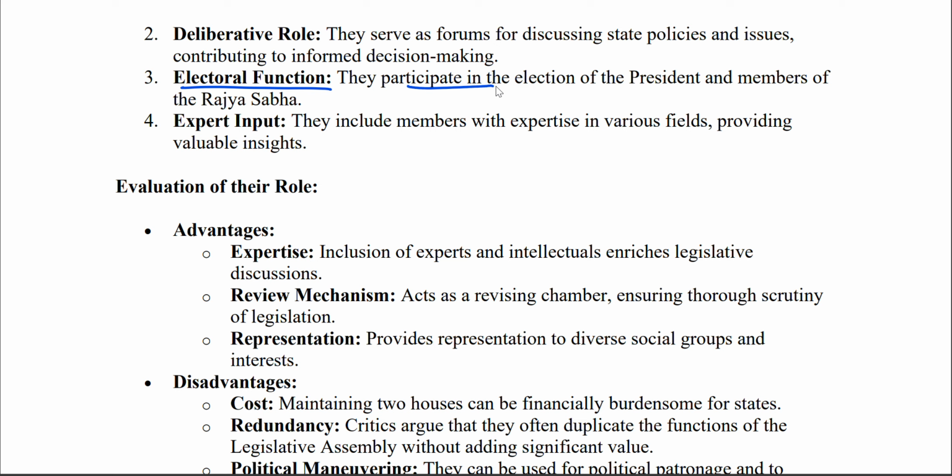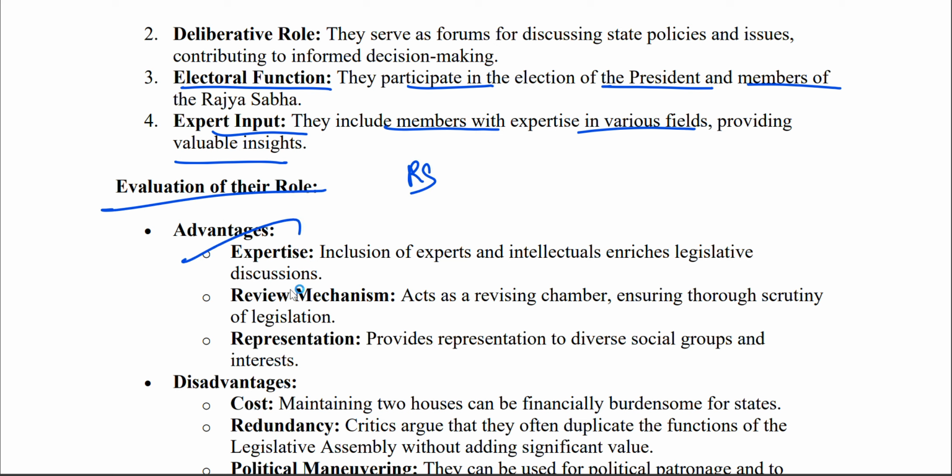Electoral function. They participate in the election of the president and members of the state Rajya Sabha. Expert input. They include members with expertise in various fields, providing valuable insight. Same points as Rajya Sabha. What are the advantages? Expertise is an advantage, review mechanism, and representation of diverse social groups and interests.